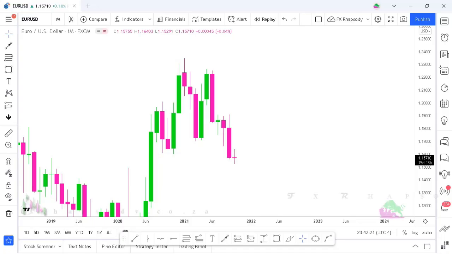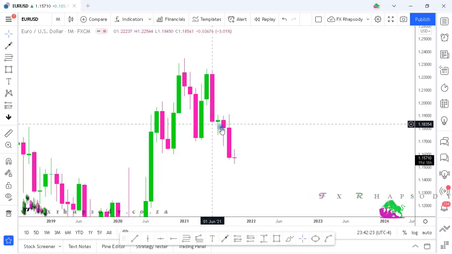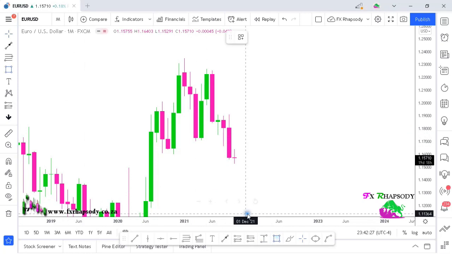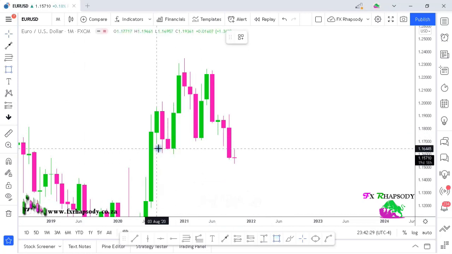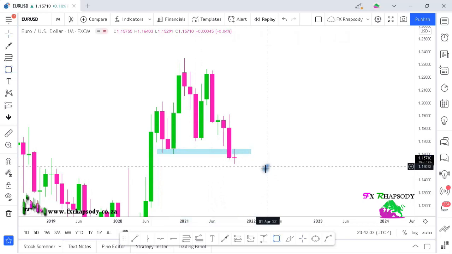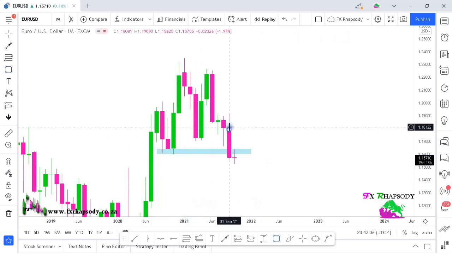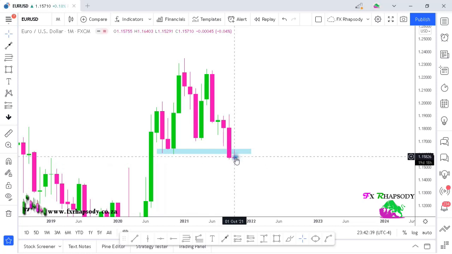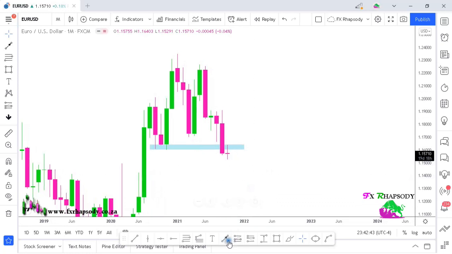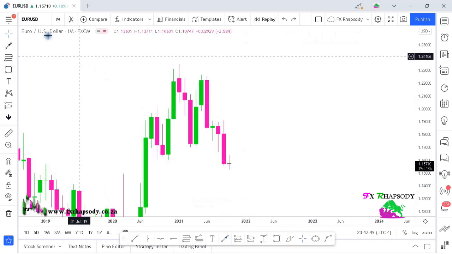Okay, so we're starting off with the Euro Dollar on the monthly time frame. We can see that it looks like this consolidation phase in the monthly wants to be broken. So it broke that consolidation phase, and it looks like we are retesting that area and maybe looking at continuation to the downside. But it's still early in the month, so let's see what happens.